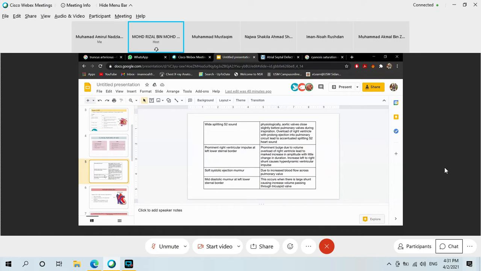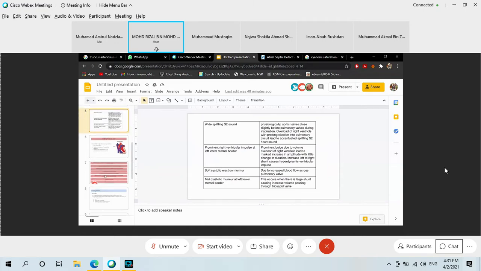Physiologically, aortic valve closes slightly before pulmonary valve during inspiration. Overload of right ventricles. Dia betul tulis kat sini. It's not overload of the lung. Overload of the right ventricles, causing delay closure. Right ventricle, increased venous return. Saya tak sebut lung tadi.